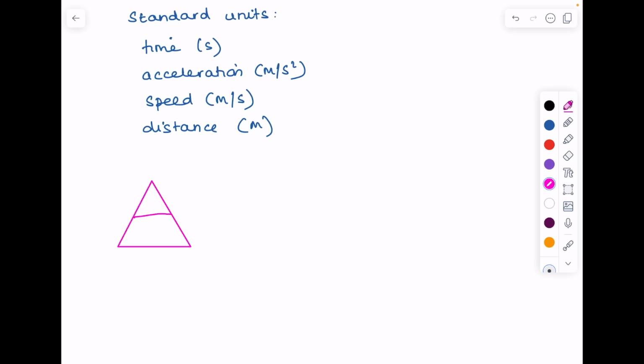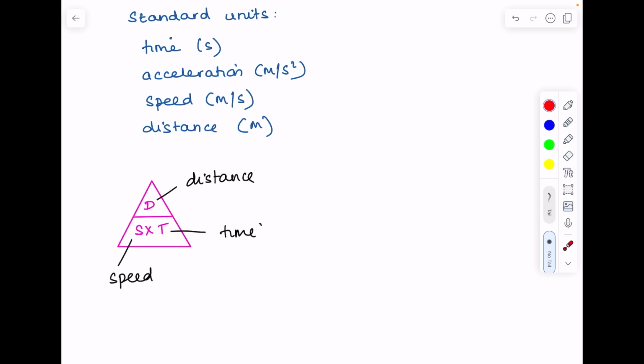I'm going to show you a formula triangle now, which has D, S and T in it. D stands for distance, T is time, S is speed. Remember, with formula triangles, they're just really clever ways of helping you remember the correct arrangement of formulae. You cover the quantity you're after. So if I'm after distance, I can see that it is speed times time. If I'm after speed, I can see it's distance divided by time. And if I'm after time, I can see it's distance divided by speed.